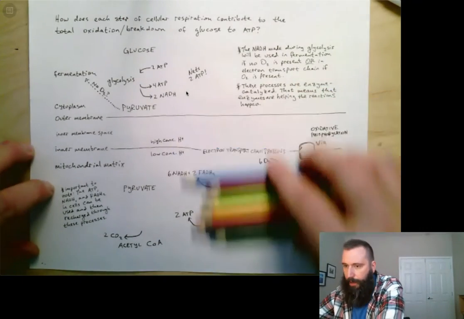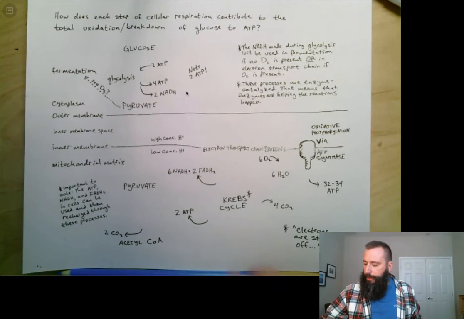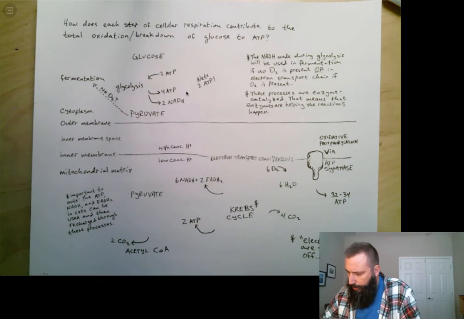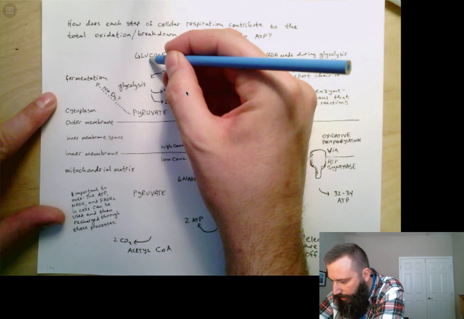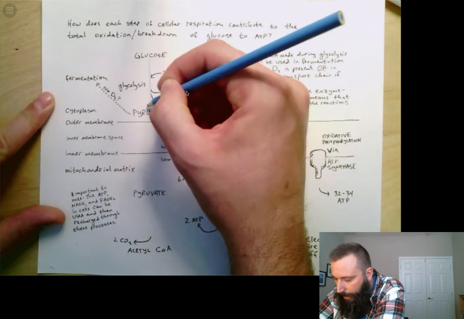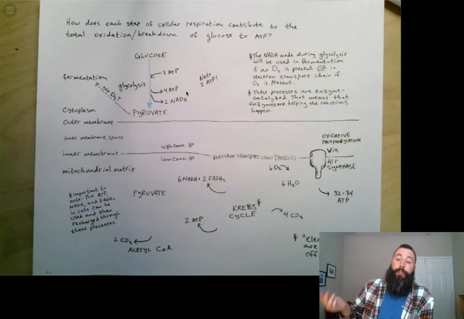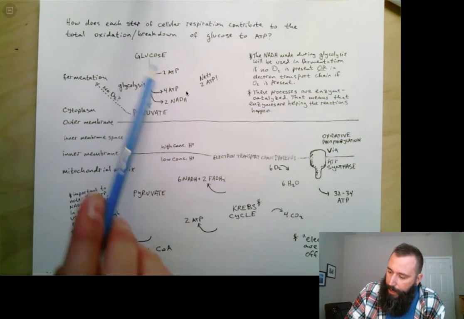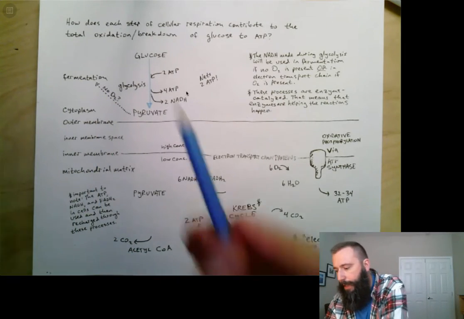I'll move this out of the way, and we're going to talk about the total oxidation breakdown of glucose to ATP. All right, so I'm going to use 6 different colors, and these colors will all kind of represent something. For example, all of my arrows that I draw today will be blue. So the very first step in the total oxidation of glucose to ATP actually happens outside of the mitochondria. This process is called glycolysis.